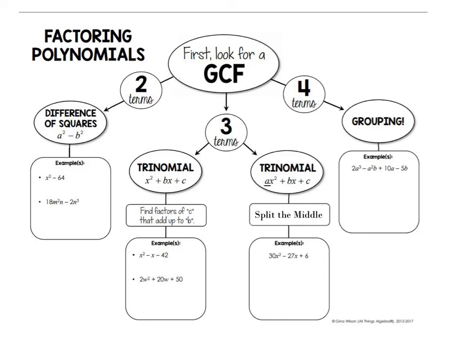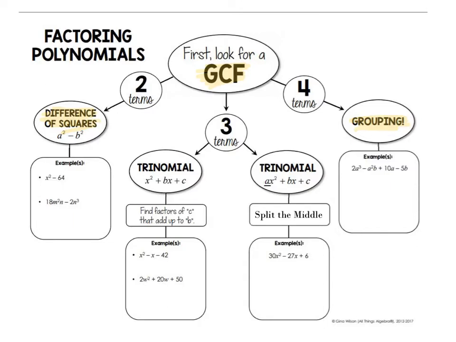Today we're going to review some factoring. So the main factoring we're going to talk about today is GCF, difference of squares, and grouping. We'll talk about trinomials tomorrow. So when we're factoring, the most important thing is to always check for a GCF first.